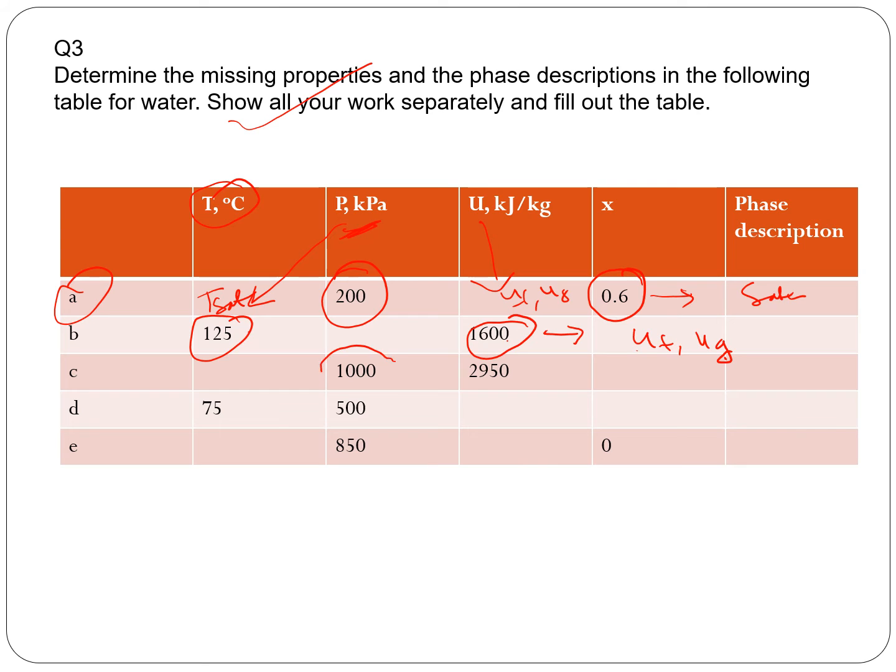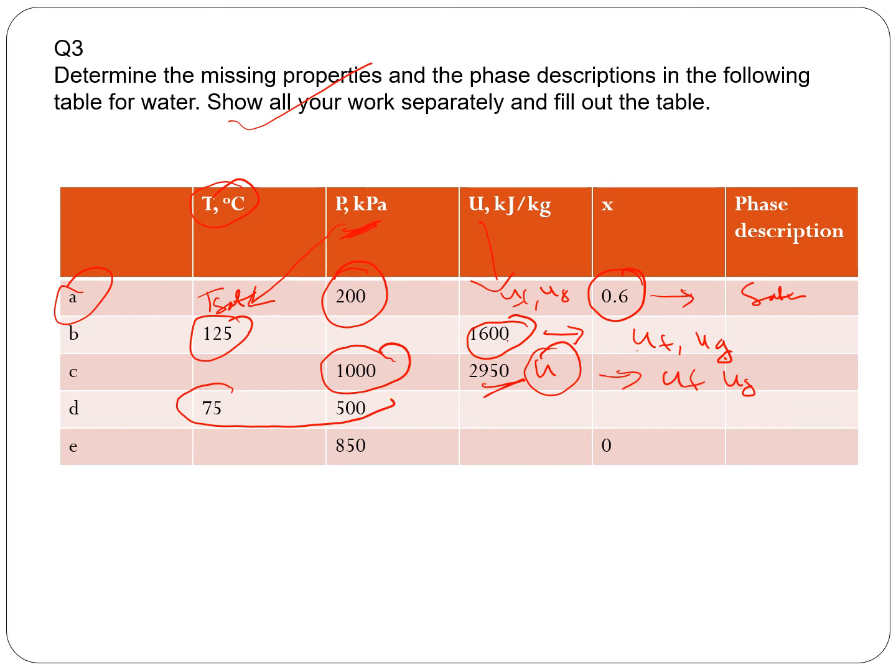In the third case, the pressure is given and then the energy value is given. So at that particular pressure, find how much is UF, how much is UG, and then compare with this one. Depending on that, you can tell whether it lies in the subcooled or compressed region, or in the saturated region or superheated region.